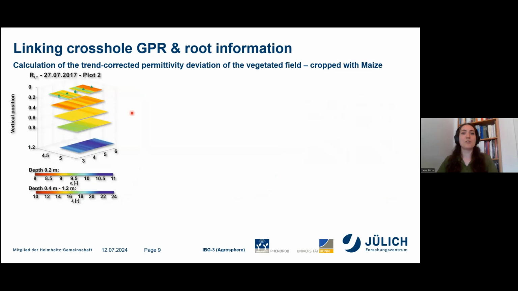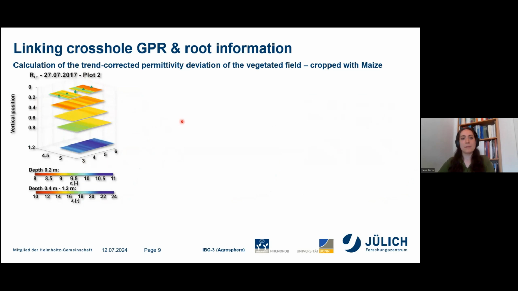So, linking GPR and root information. As you can see here, if we plot our permittivity along the rhizotubes and the different depths for one day, we cannot really distinguish which permittivity values are connected to roots and which are not. So we came up with a method to analyze this, which is called the trend-corrected permittivity deviation.